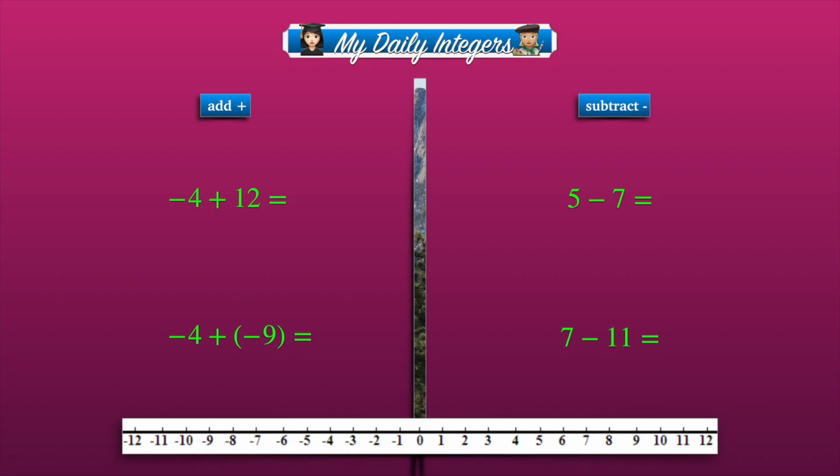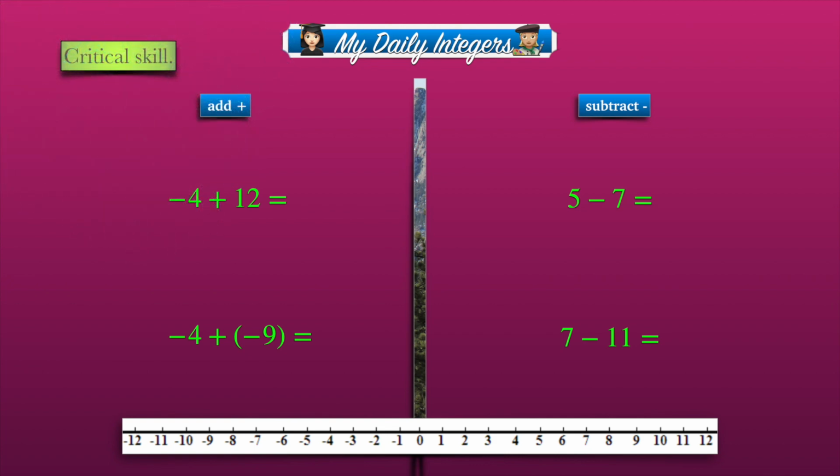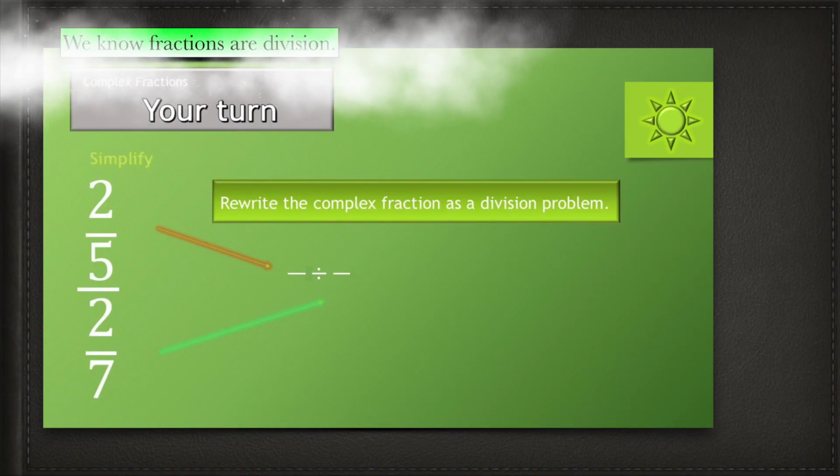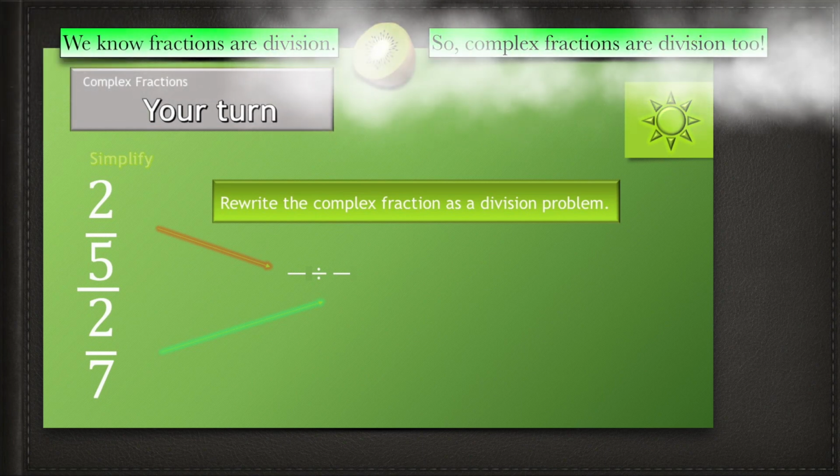And it's time for your daily integers. Copy those in your notebooks and solve them all. Have a friend check them, or I'll check them. Negative 4 plus negative 9 is negative 13. To practice with.